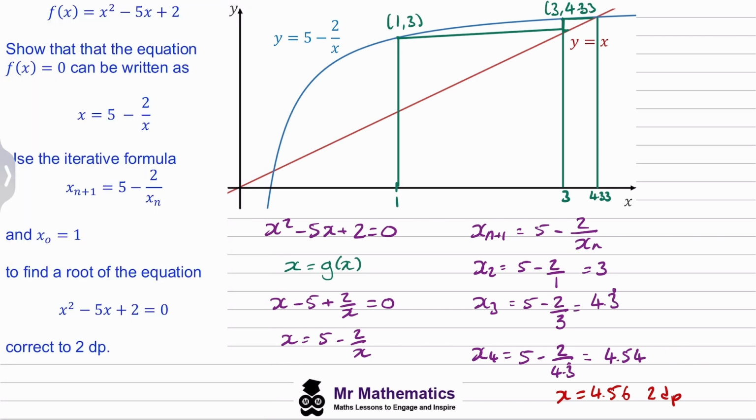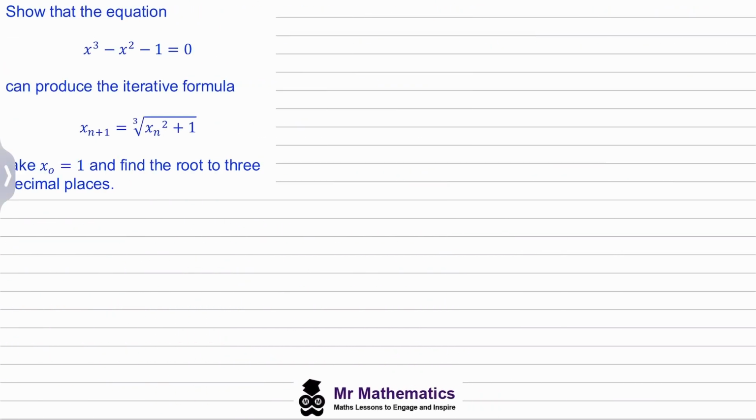Let's try another example. So now we've been asked to show that this equation can be arranged into this form. So often, the most difficult thing is identifying which x to make the subject. Well, you can see we've kept the x squared. This is now a positive and a positive 1.